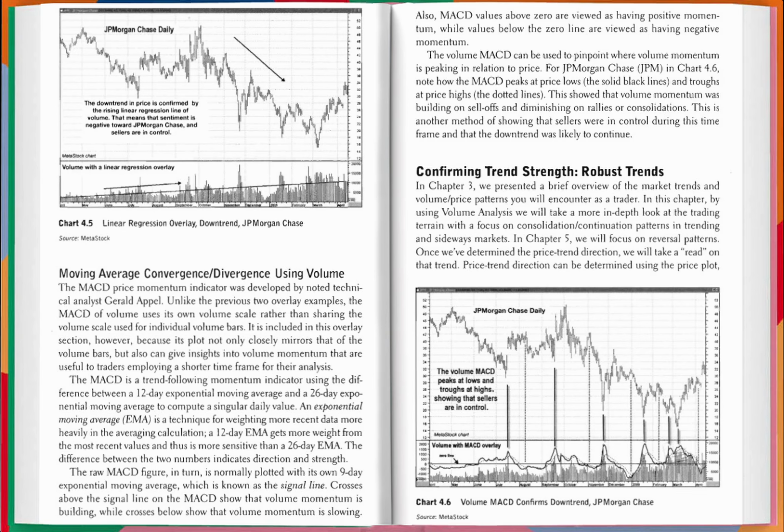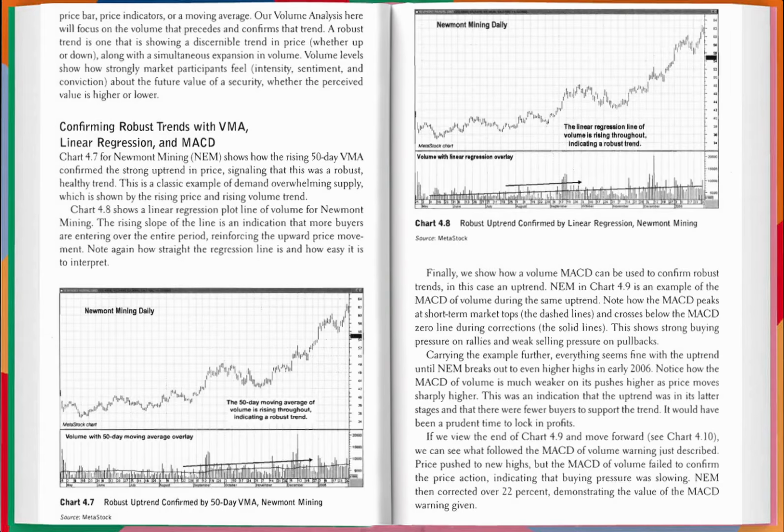Once we've determined the price trend direction, we will take a read on that trend. Price trend direction can be determined using the price plot, price bar, price indicators, or a moving average. Our volume analysis here will focus on the volume that precedes and confirms that trend.